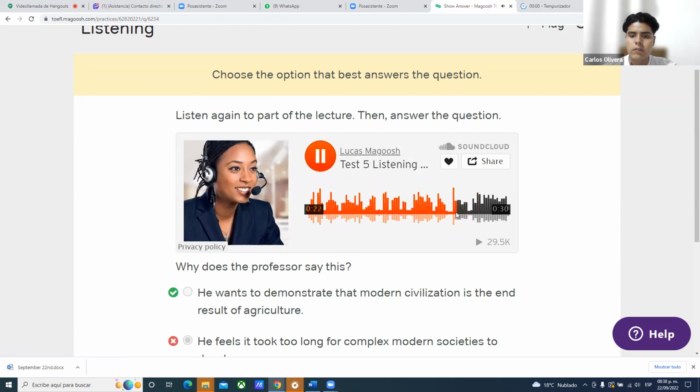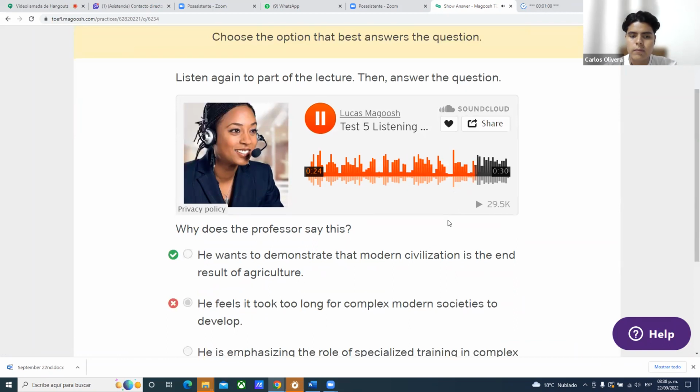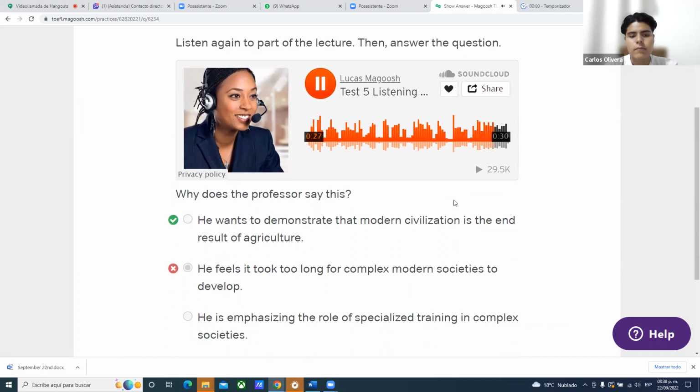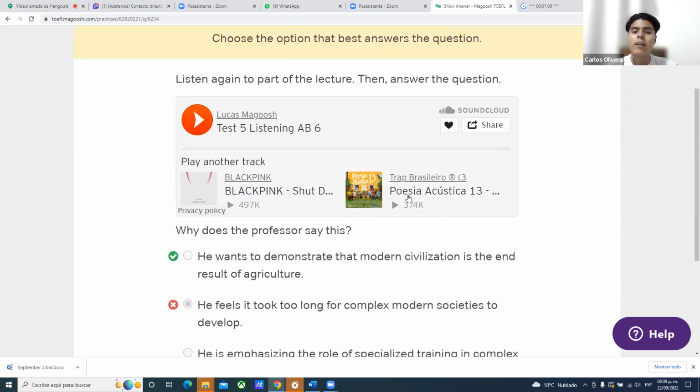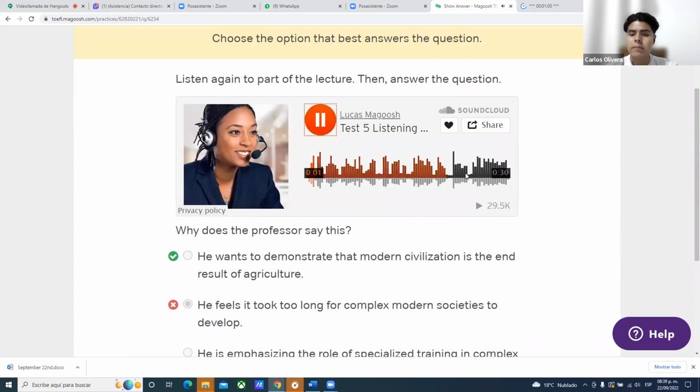The professor says this: people finally began organizing into complex societies like the ones we have today. Fantastic. So the fact that he said at the end, like the ones we have today, I think that is a phrase that indicates that the professor considers that agriculture has been the cause or the reason why our society and our organization in human civilization is the way it is. I think it is clear that the correct response is that, because of the last phrase he says.